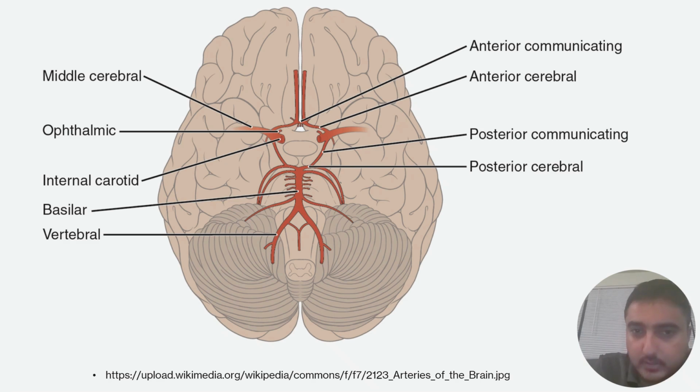Just after the bifurcation, before the posterior communicating artery arises, there is this small segment. This one is called the P1 segment, and after the posterior communicating artery arises, the segment of the posterior cerebral artery is called the P2 segment. Now if we have a stroke involving the P1 segment, we'll have different manifestations, whereas if we have involvement of the P2 segment, we'll have some other manifestations.